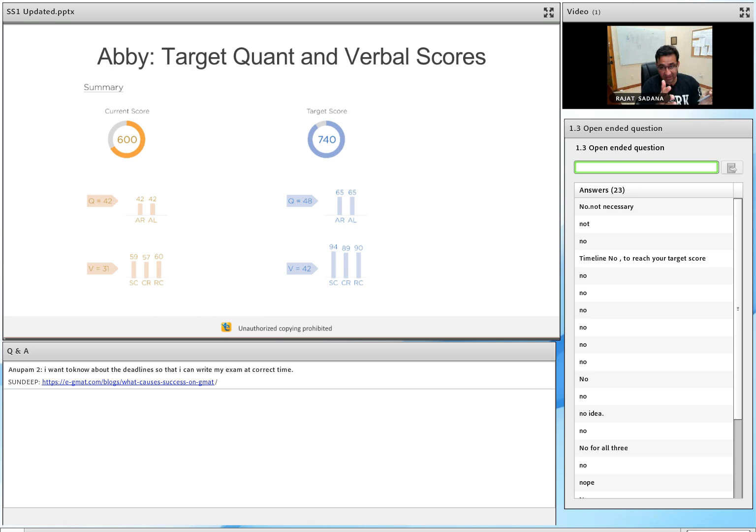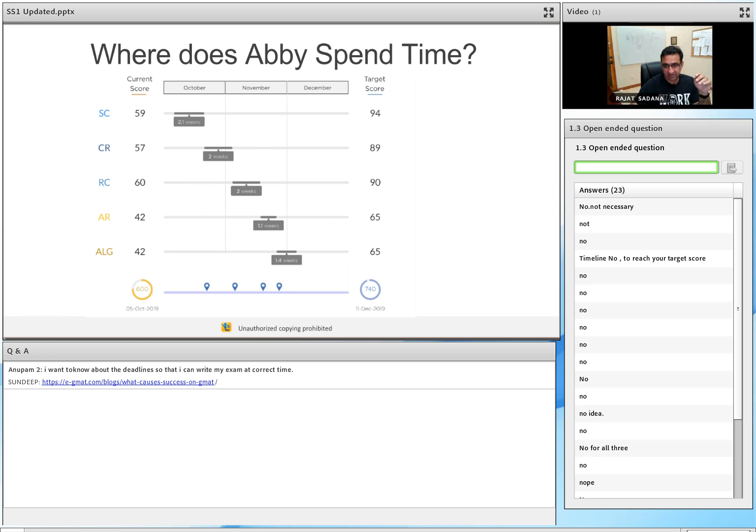And these are outputs or screenshots from GMAT Planner. What you see over here is, again, Abby's current score and Abby's recommended score. So for Abby, what GMAT Planner recommends is that Abby scores a Q48 and a V32. And these are the target abilities on quant. These are the target abilities on the verbal side of things.